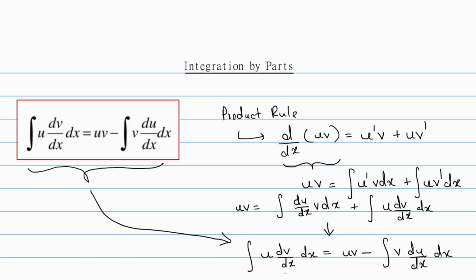Now some tutors or lecturers would cancel out this term to give a much more elegant expression of integration of u dv equals uv minus integration of v du. However, for simplicity, I'm just going to keep it at this.